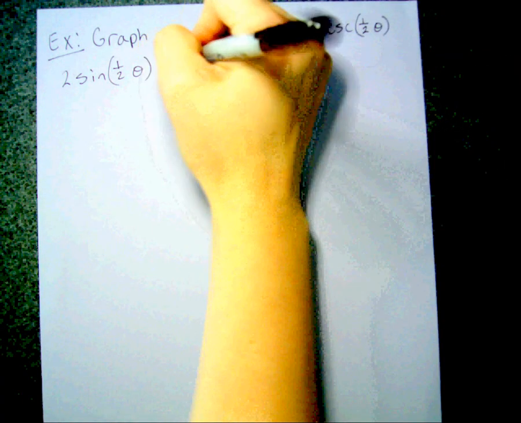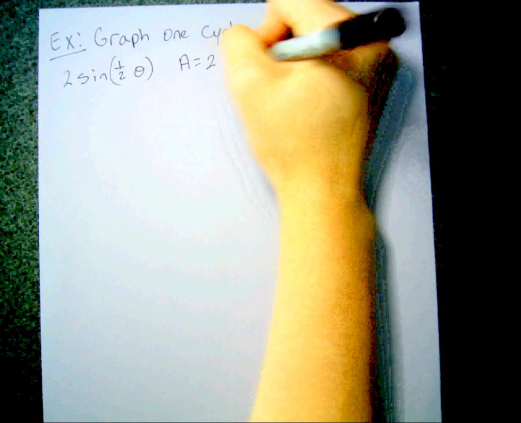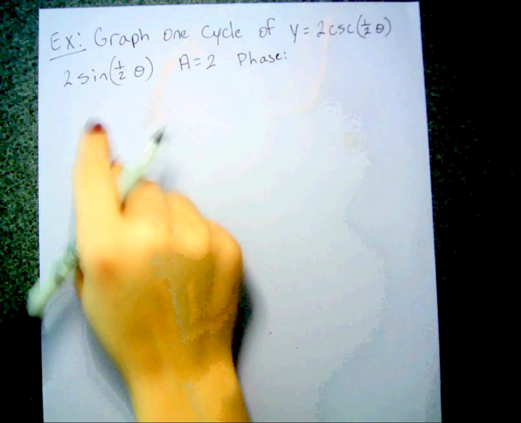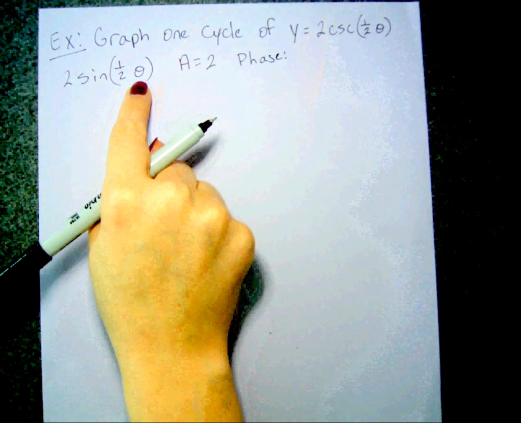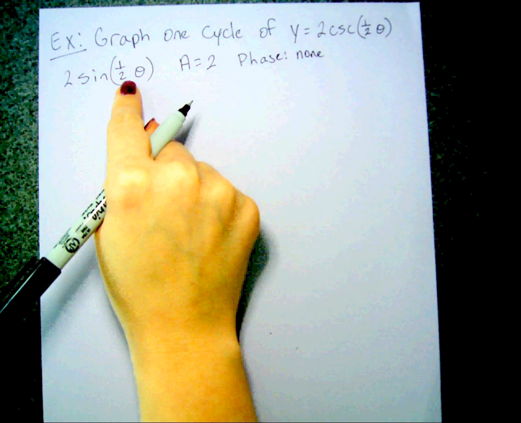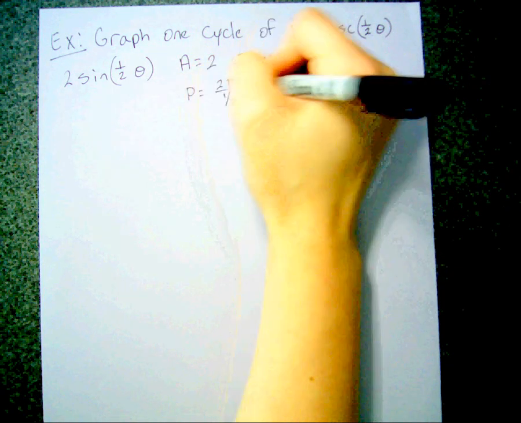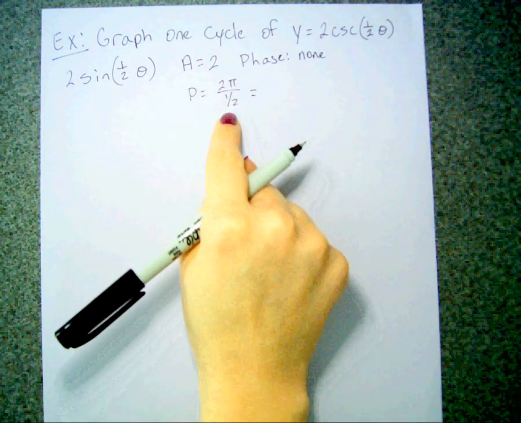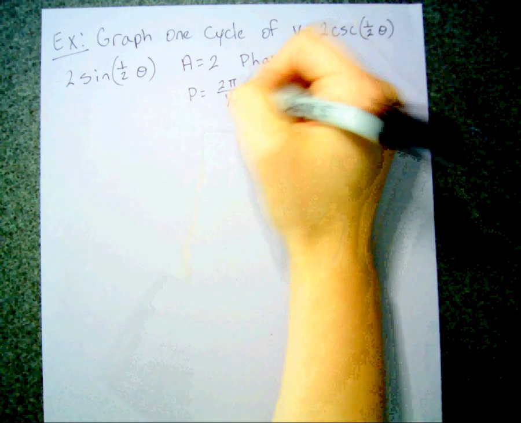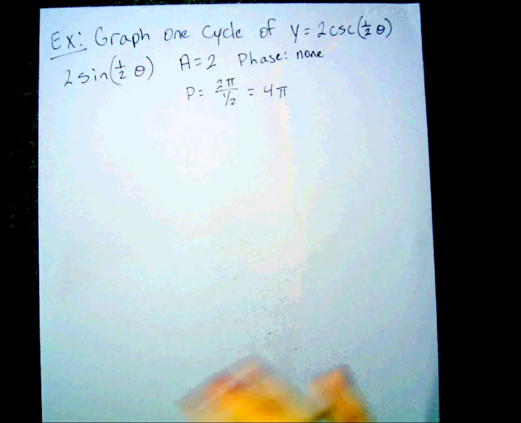I know that my amplitude is 2 because of the number in front. My phase shift, or horizontal shift, I don't have anything added or subtracted to theta, so none. I do have a change in my period, though, right? I have this value multiplied to theta, so my period is going to be 2 pi over 1/2. Remember, when we're dividing by fractions, multiply by the reciprocal, so this is actually 2 pi times 2, so my period is 4 pi. Well, that comes in handy finding all of our points.